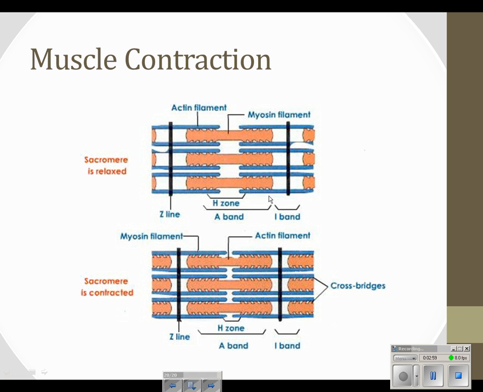So remember the main points here. Actin is the thin filament, myosin is the thick filament, and then you need ATP that's produced from the mitochondria and cellular respiration to cause muscle contraction.